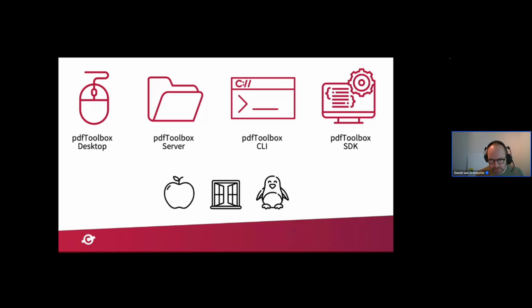But PDF Toolbox also allows you to automate things, and so I have PDF Toolbox Server, which does so using hot folders. You have PDF Toolbox CLI, which does so on the command line or from scripting environments. And you have a PDF Toolbox SDK, which essentially comes with development libraries that you can link into your own application. And it does so, look at the cute penguin, on Mac, Windows, and Linux, on all of those platforms. The desktop application only exists on Mac and Windows, by the way, not on the Linux environment.